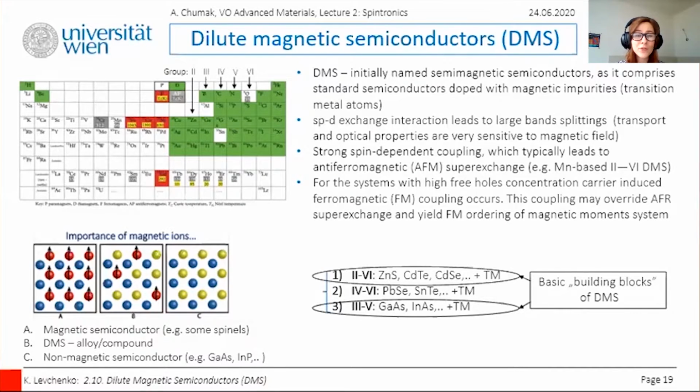And finally, we arrive at the dilute magnetic semiconductors. This material family was initially named semimagnetic semiconductors, as it consists of, as you may see on this panel, a host non-magnetic semiconductor, gallium arsenide, could be, for example, indium phosphide, doped with a magnetic impurity, which is usually a transition metal atom. Could be manganese, could be cobalt, europium, and so on. So the typical representatives of the dilute magnetic semiconductors are cadmium manganese telluride, zinc cobalt oxide, lead europium sulfide.